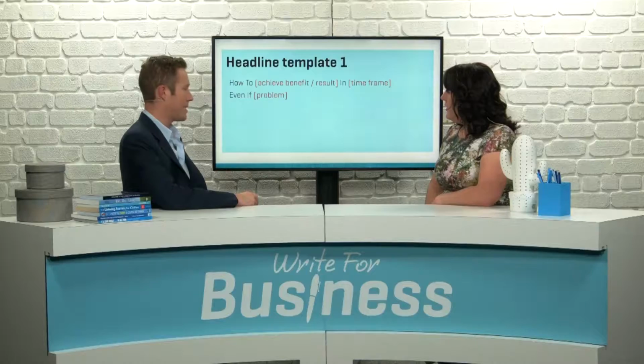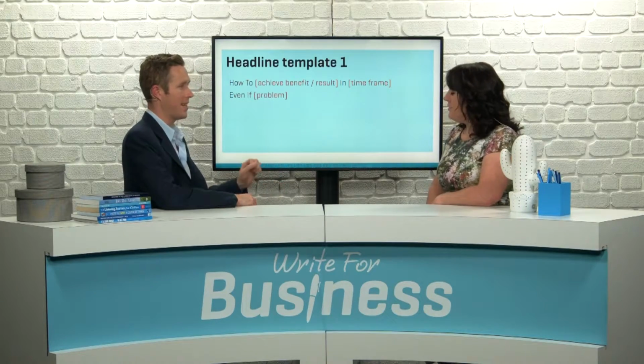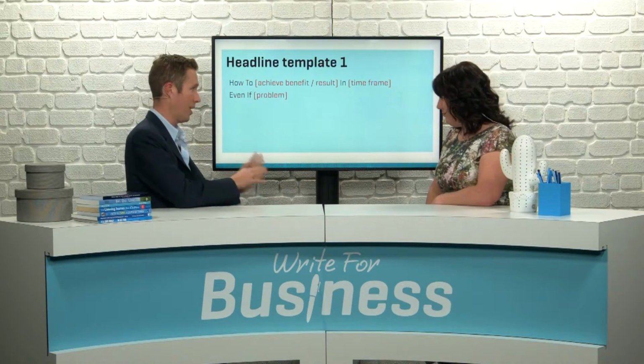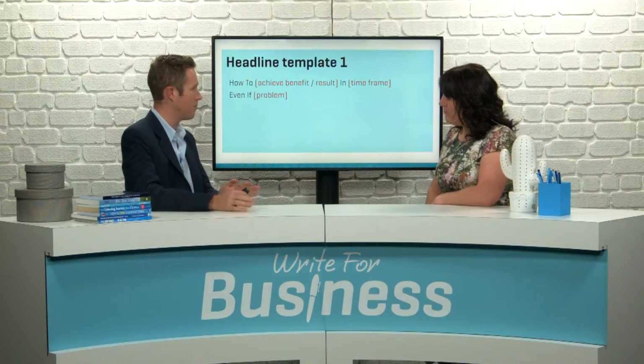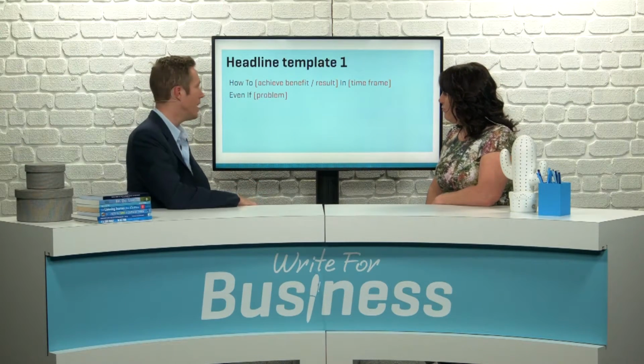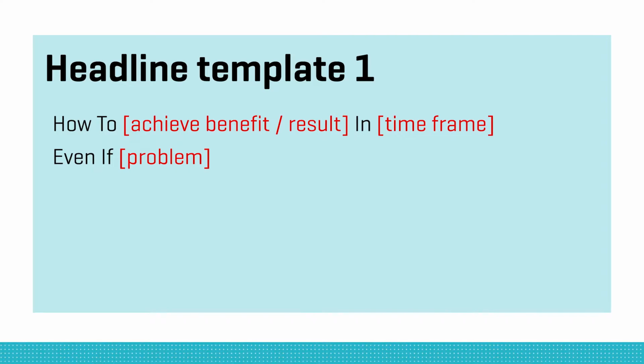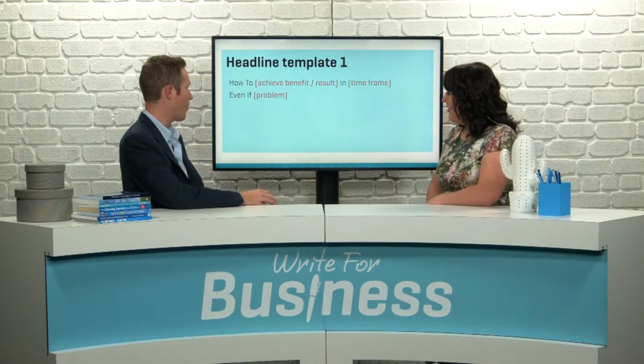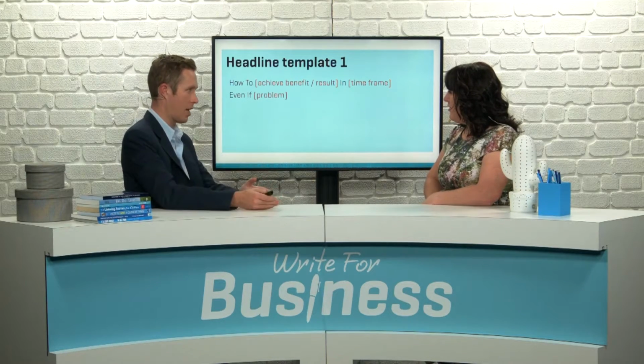Okay, so the first one is a template. I'm going to give them a template and then an example. So this is what you fill in, and this is a filled in one, so people can learn from both as well. Okay, so how to achieve benefit results. So the red part in the parentheses is where people are going to fill in their own information unique to their business.